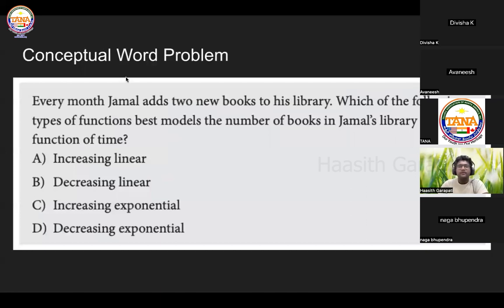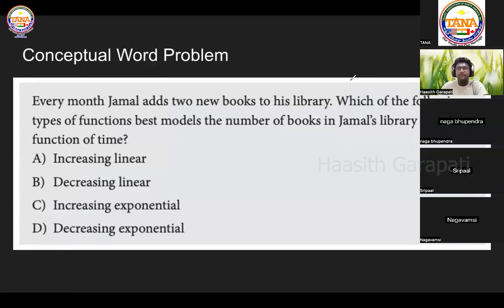All right, here is a conceptual word problem. A conceptual word problem is basically where you don't have to do any mathematical work. You just have to think with your brain. Every month, Jamal adds 2 new books to his library. Which of the following types of functions best models the number of books in Jamal's library as a function of time? When they say function of time, what they mean is, how does one variable change when time passes? That applies to anything else. When it says function of temperature, it's like, how does this change when temperature changes, basically.